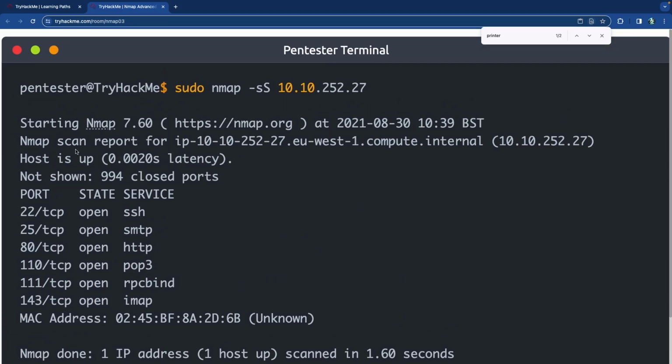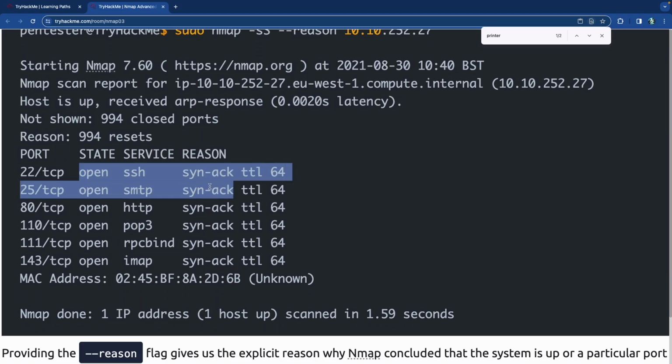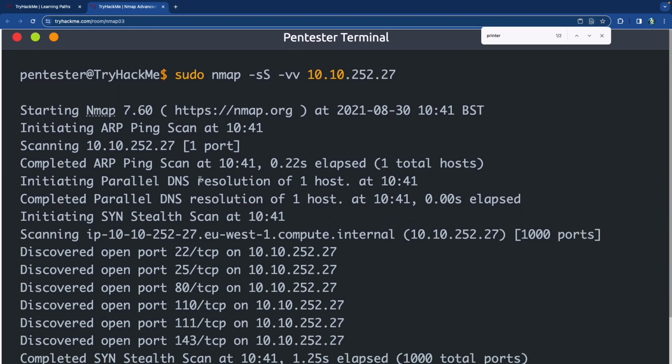In this situation, we didn't get that. It just says host is up. You don't know why it is. And then for the ports, it tells you the reason why it thinks the ports are open, right?